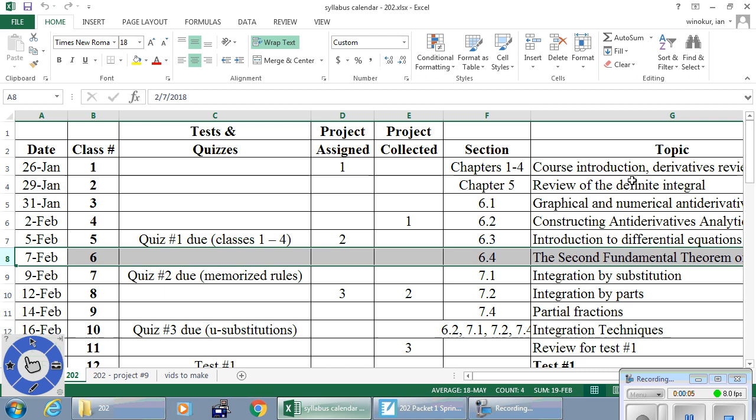Today we cover something called the second fundamental theorem of calculus. Hopefully you're making progress on project number 2, which is due in 2 classes. And quiz number 2 is due next class.